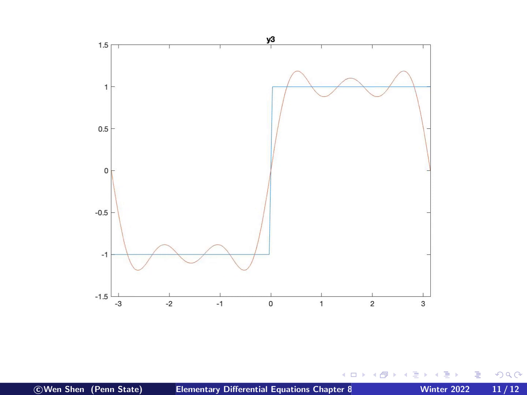Okay. This is the plot for the partial sum y3, where we have 3 terms, sine x, sine 3x, and sine 5x. And we see that it's even a bit better. It tried to approximate this function here by going around it more times, and the same here because it's symmetric. And the overshoot here is even smaller. So it looks like taking more terms, the partial sum seems to be a better approximation of the function f.